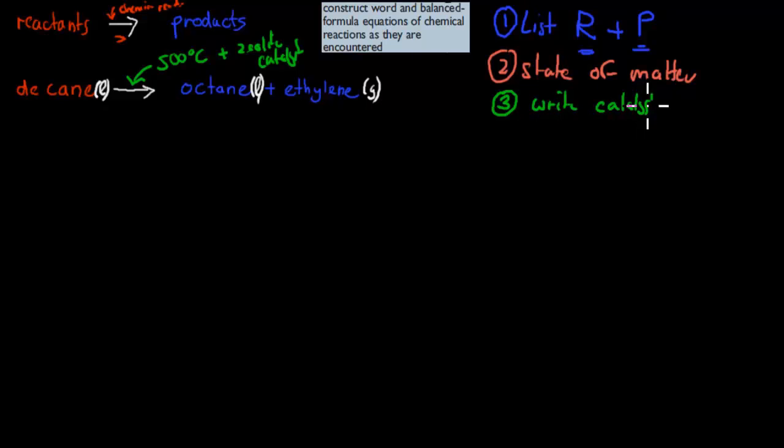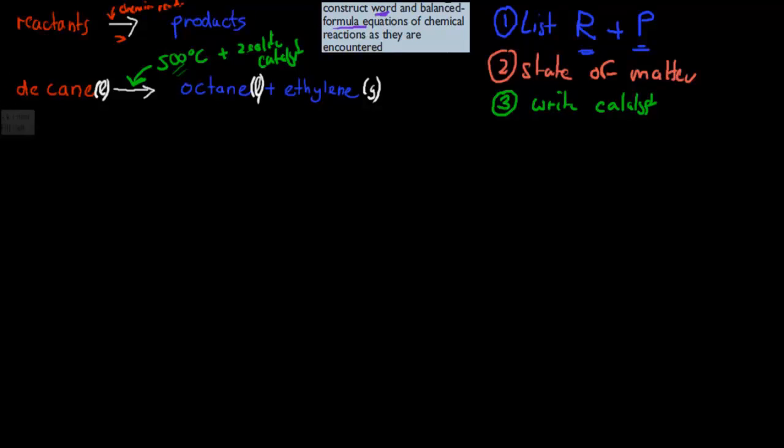In this case, there's a zeolite catalyst and 500 degrees Celsius, and you write that on top of the arrow itself. That means we need these things to make that chemical reaction happen. Now there's also another part. In this case it says write word. So here's our word equation, decane, octane going into ethylene, but we also need to be able to write formula equations, and that's the next part.